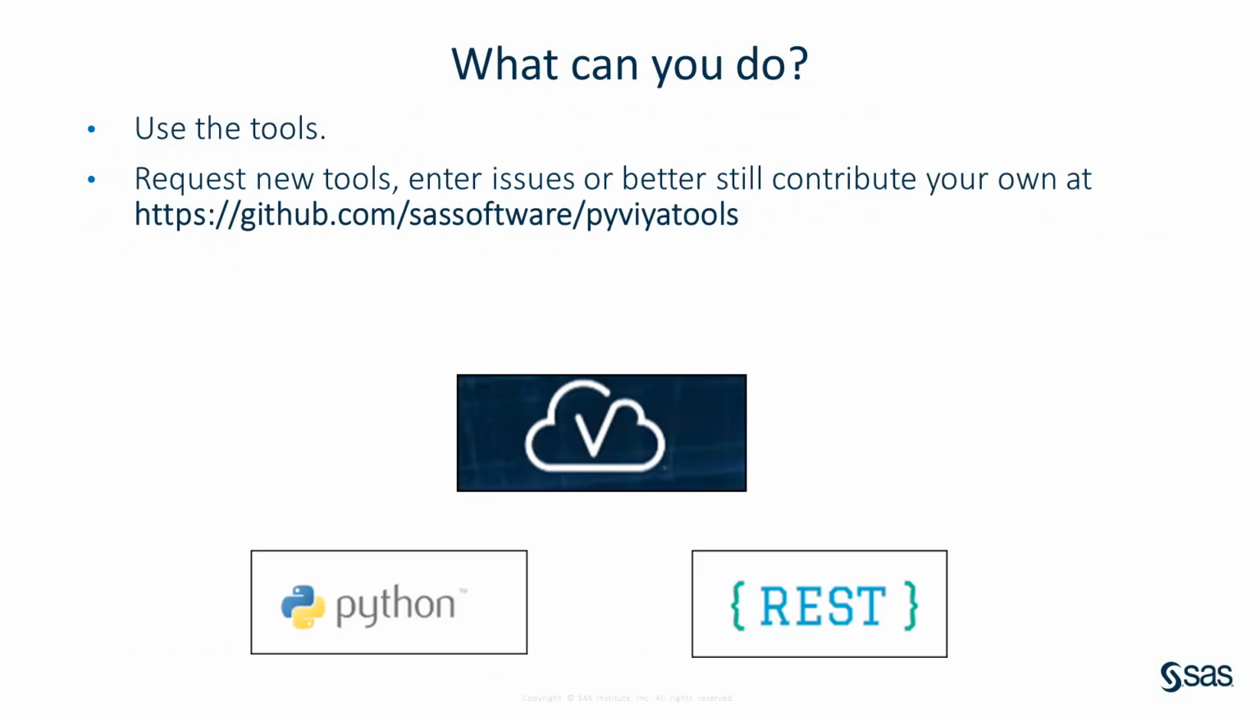So what can you do? Well, if you have a need for them, go ahead and use the tools. You can get them from SAS software, pyviyatools on GitHub. Also, if you would like to see some additional tools, you can use issues on GitHub to request additional tools, or better still, go ahead and contribute your own tools using GitHub.